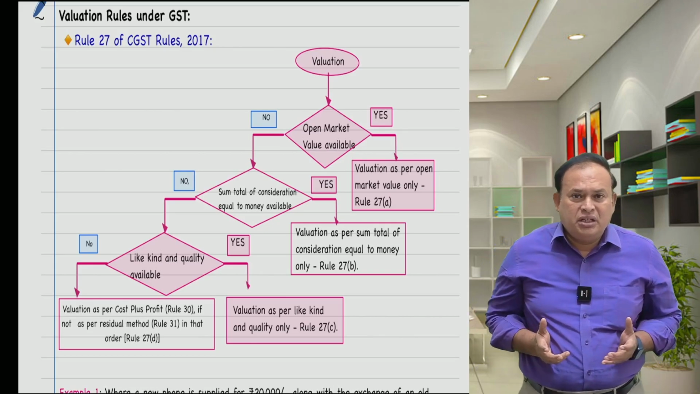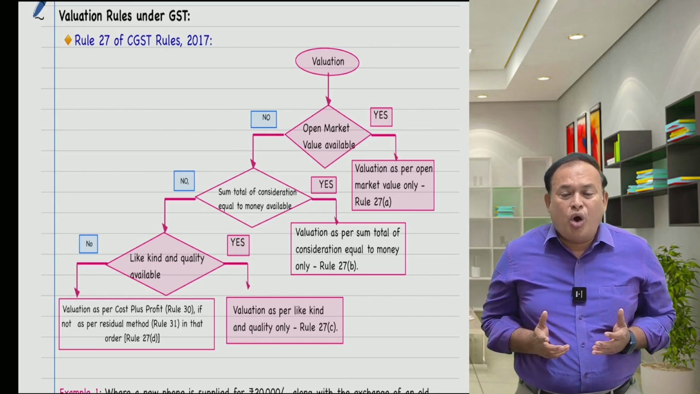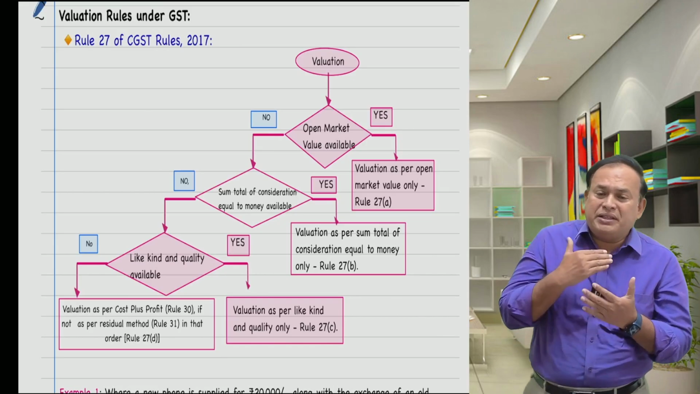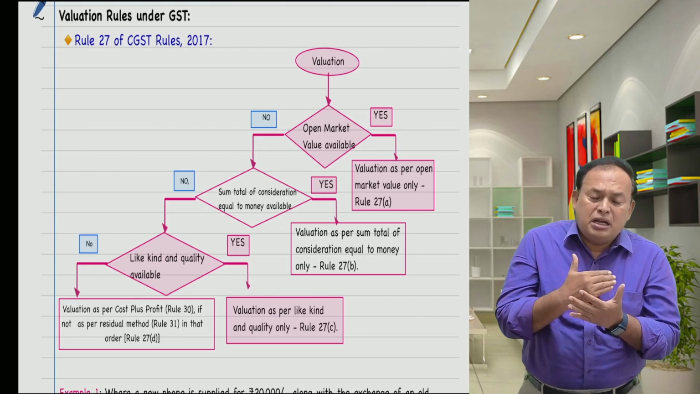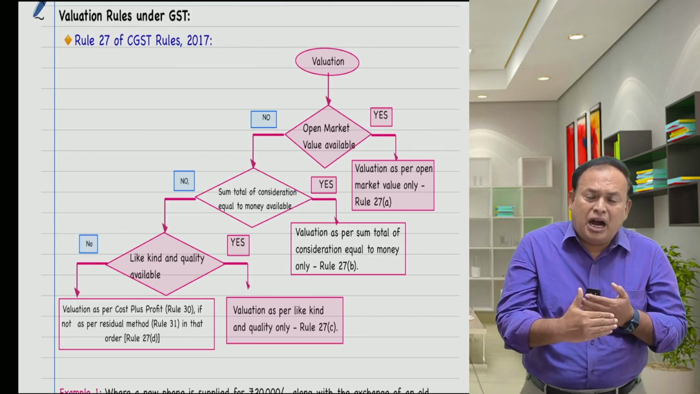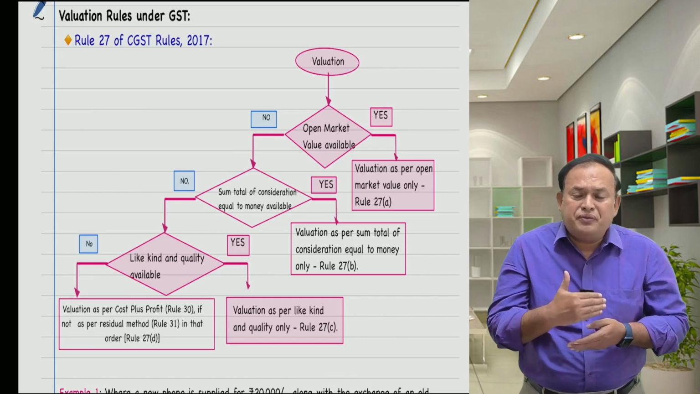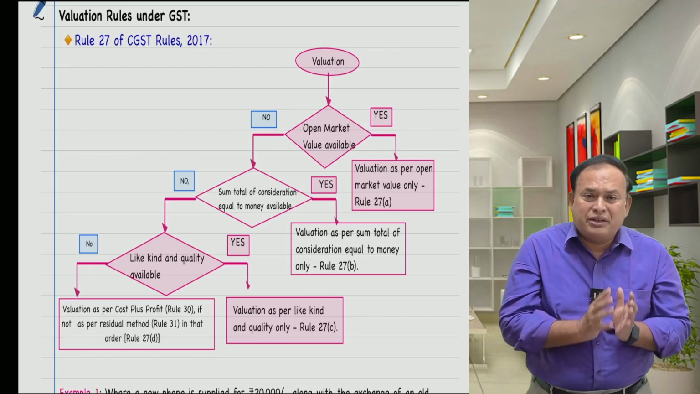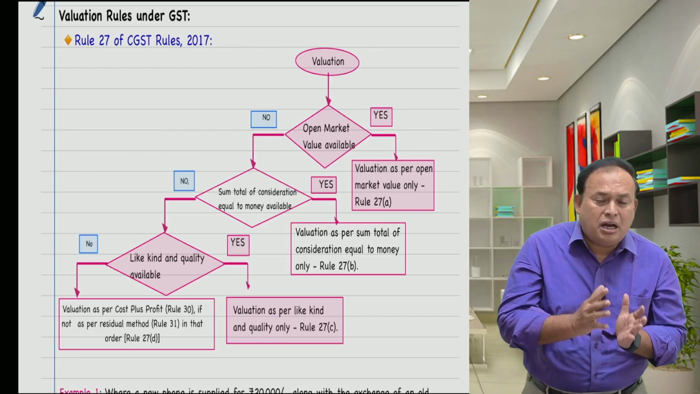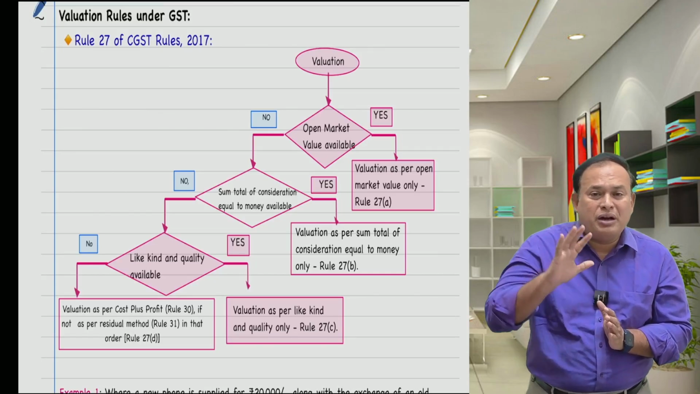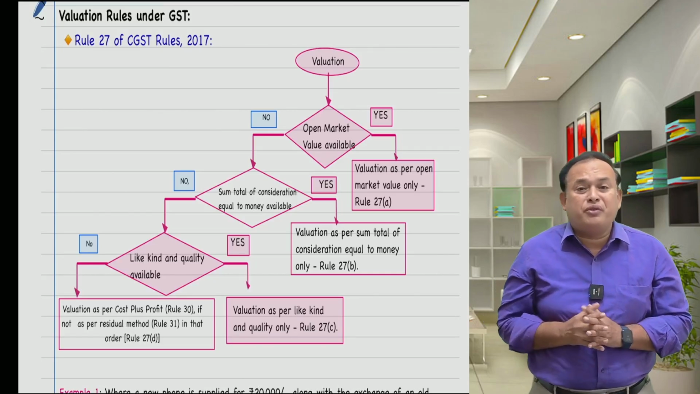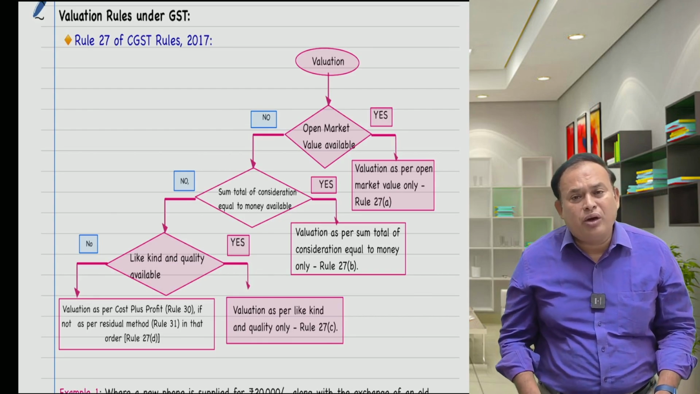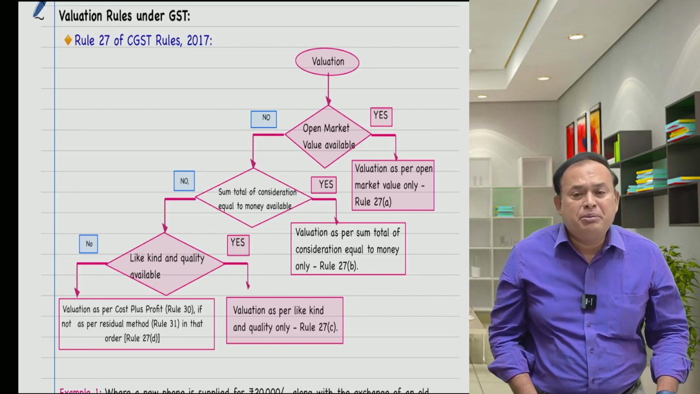Featherlight. I am providing office furniture, highly durable furniture. If Featherlight has undervaluation, or Featherlight has not provided the appropriate value for the given supply, open market value not available, no problem. Sum total of consideration equal to money value, difficult to arrive, no problem. Like kind and quality of the goods, valuation will be whole good.